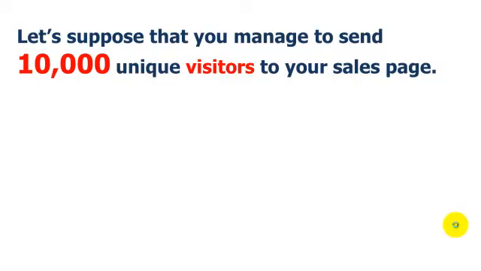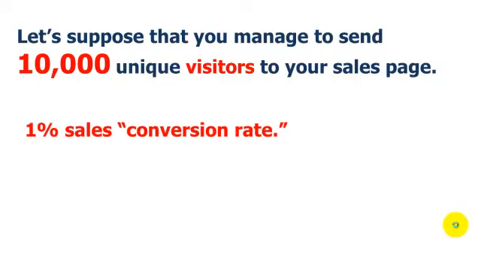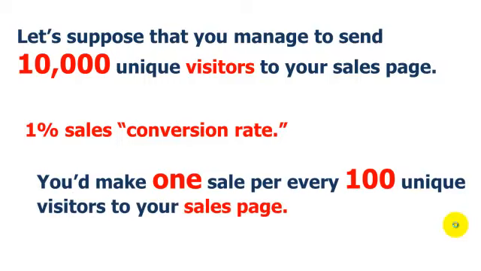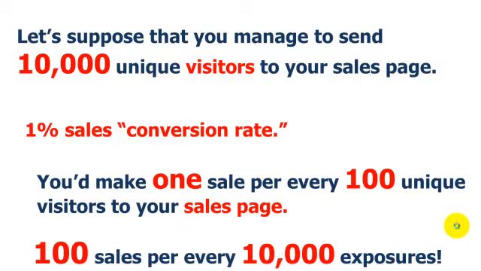That's your gross number. Now, if you have a 1% sales conversion rate, in other words, what we're saying here is for every 100 unique visitors, you make one sale, that's 1%. Or to say it another way, in this particular example, you're going to make 100 sales per every 10,000 unique exposures. And to prove that, take that 100, divide it by 10,000, you should get 0.01, multiply 0.01 times 100, and you got your 1%.